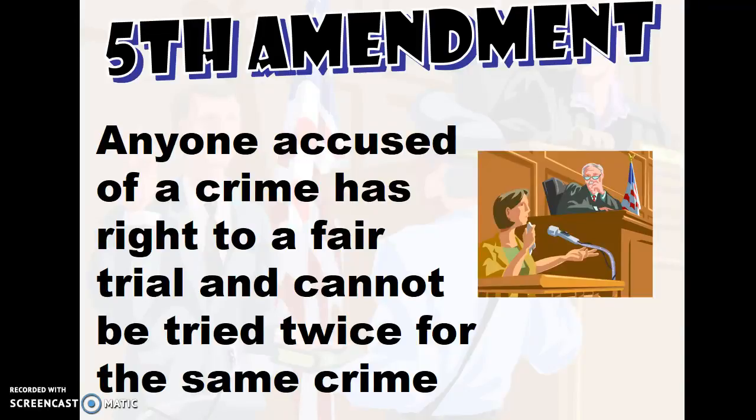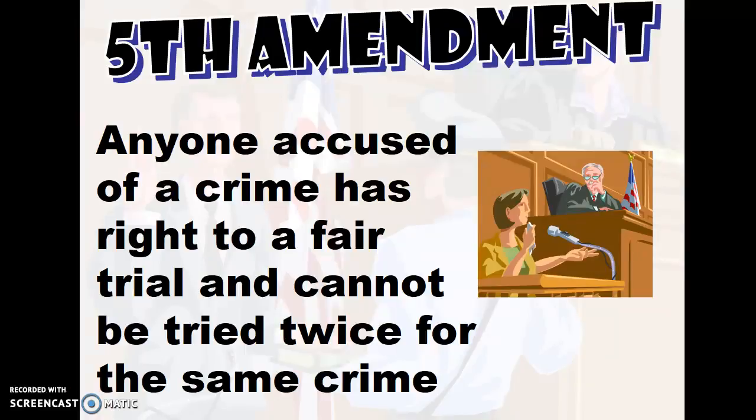All right, moving into the Fifth Amendment. This one is definitely more complex, and it's going to take us a couple of minutes to go through this. The Fifth Amendment is your protections when it comes to criminal charges. Anyone accused of a crime, first and foremost, has the right to a fair trial. And that individual cannot be tried twice for the same crime. Now, in a couple of my classes, we alluded to that particular part of the Fifth Amendment, and we'll talk about it a little more in depth here.